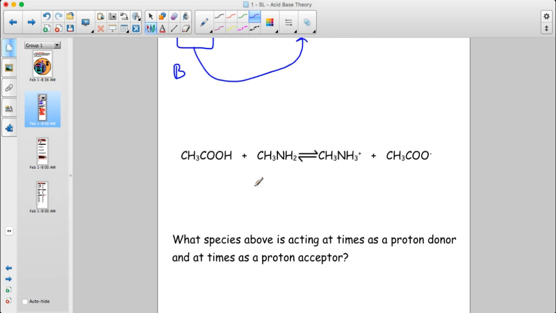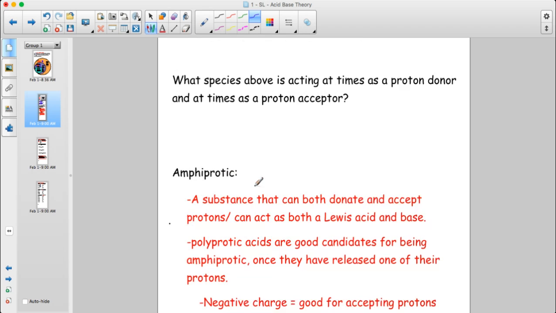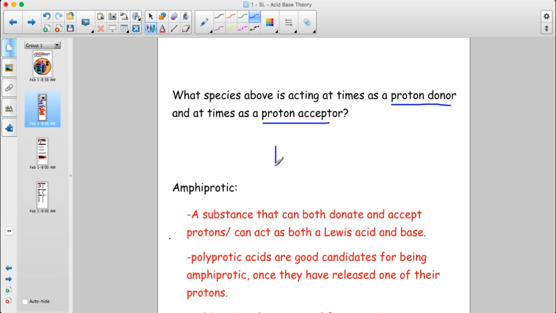So I'm going to skip this last one. It's more of the same. If you think about it, which species above is acting at times as a proton donor, an acid, and at times as a proton acceptor, a base? And the answer to that question was that water is the substance that's doing that. It's not the only substance that can do that, but it is fairly good at acting as either an acid or a base, depending on the scenario.